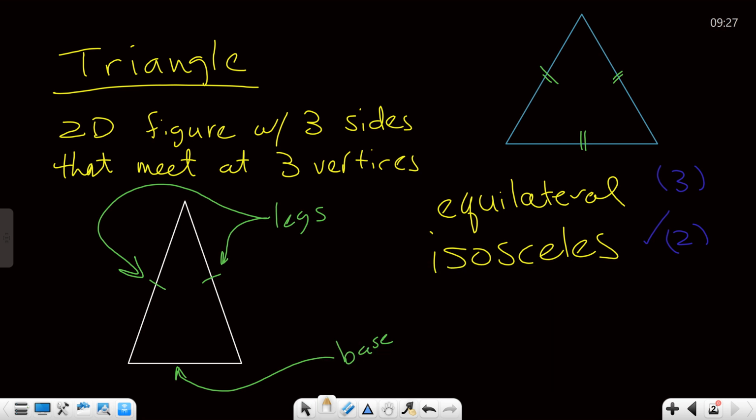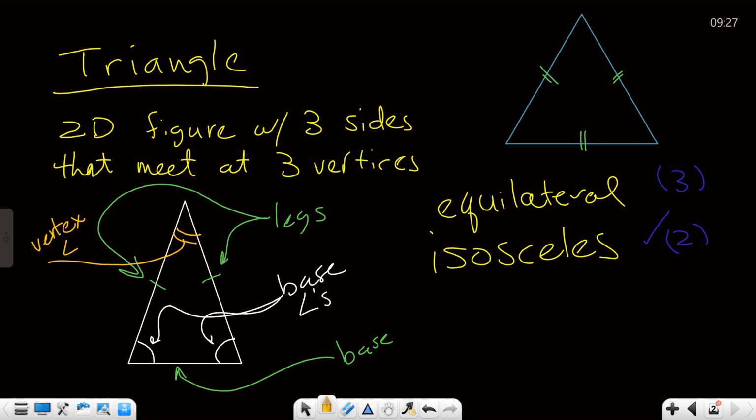These are called base angles. And this one up here is called the vertex angle. Is that okay? You following me on that though? You good? Okay. 6 parts to every triangle: 3 sides, 3 angles. No exceptions.